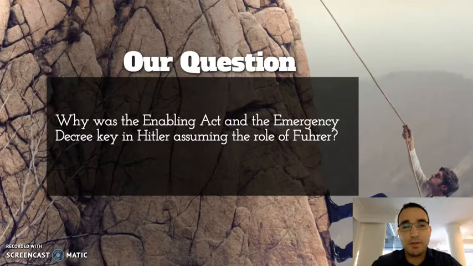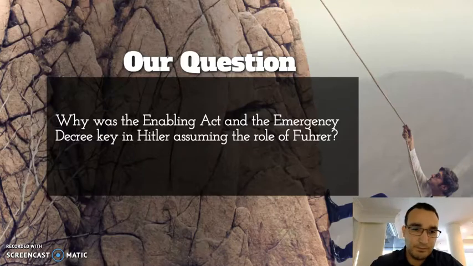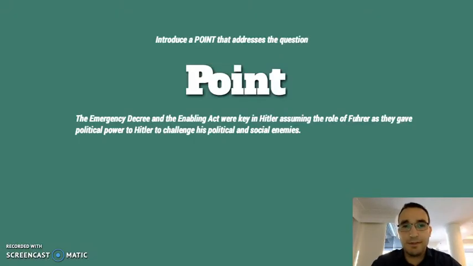So what we're going to do is look at how we can specifically apply the PEEL method to a question. So the question is, why was the Enabling Act and the Emergency Decree key in Hitler assuming the role of Führer? So let's answer that question. Let's break it down. So first thing we have to do is introduce the point. So we can say the Emergency Decree and the Enabling Act were key in Hitler assuming the role of Führer as they gave political power to Hitler to challenge his political and social enemies. So what we have done here is we've actually created a point that meets the question, and then we're going to look at this particular point within the paragraph.